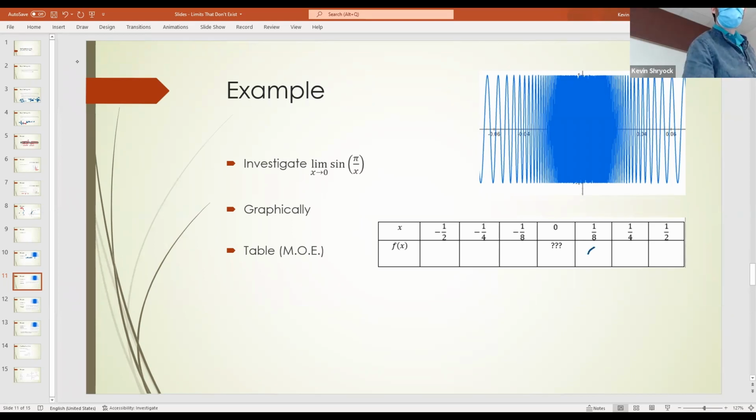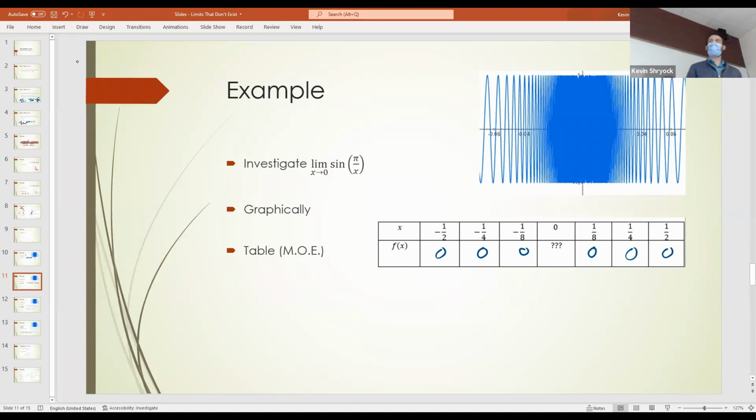When x equals 1/8, 0? 0. All right, excellent. So now let's take a moment here.